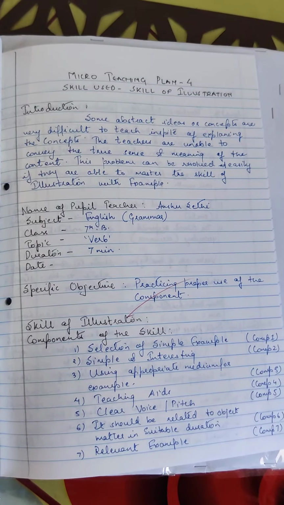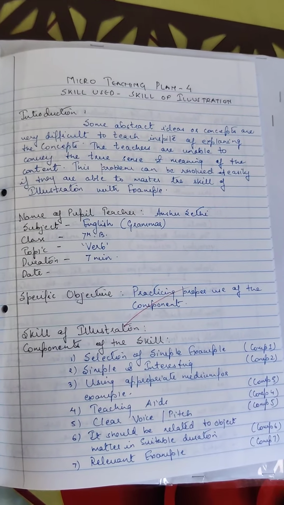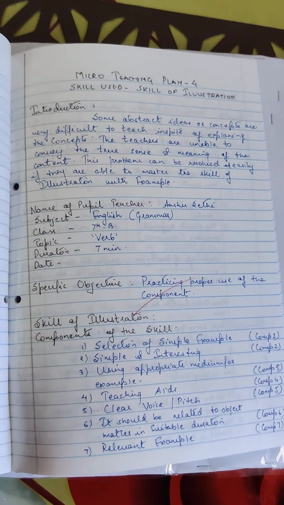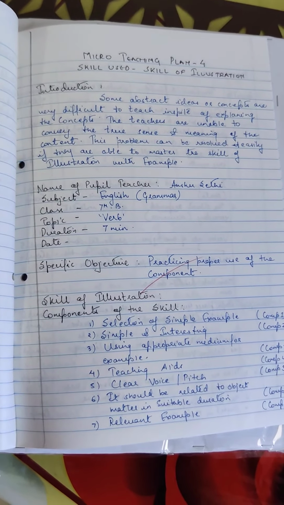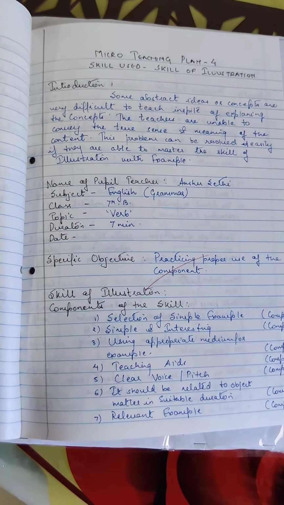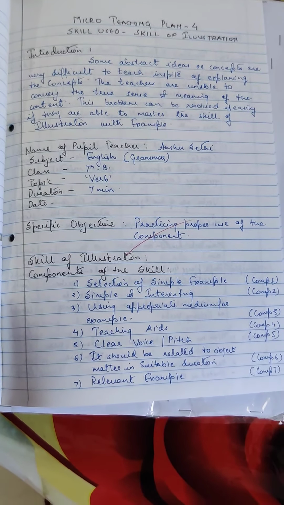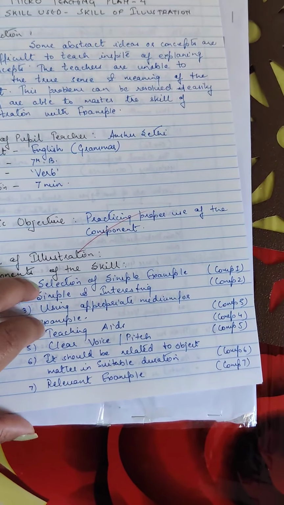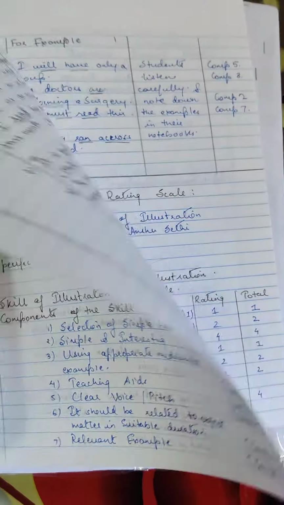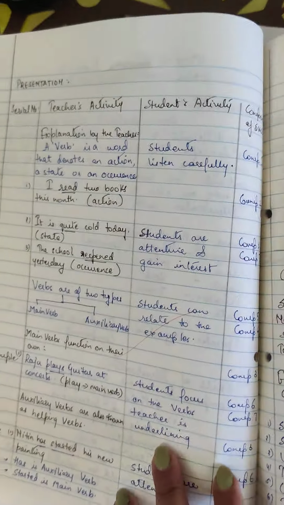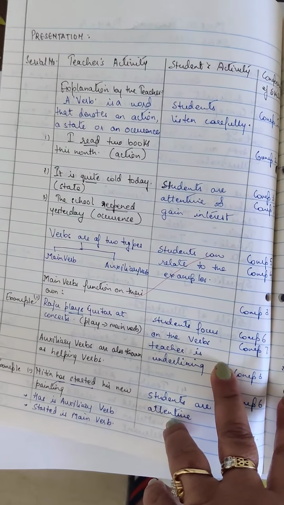We'll write a little bit of introduction about the illustration skill. See, the format for all the micro teaching plans is same. First we write the introduction, then we put the name of the teacher, subject, class, topic. Then comes the specific objective. Then we write the components of the skill. The same pattern is followed in all the skills. Then comes the presentation part. I hope it is clear.